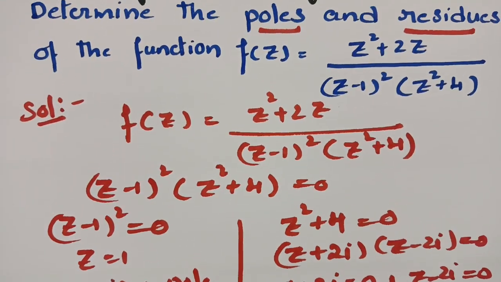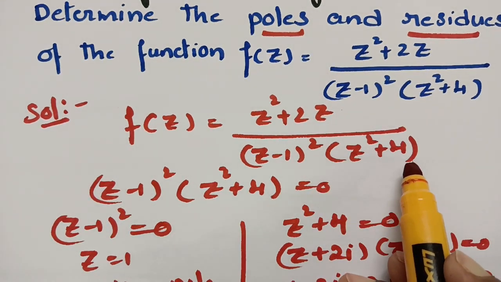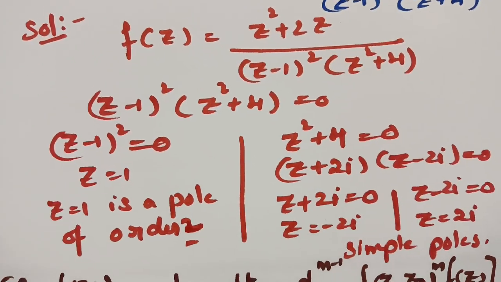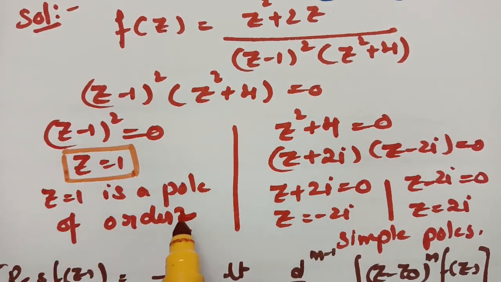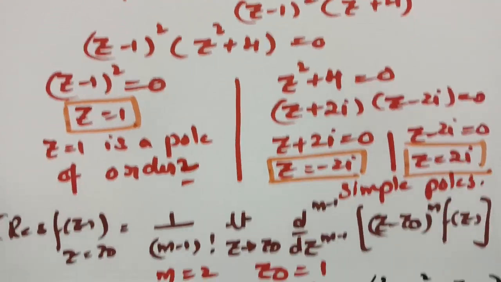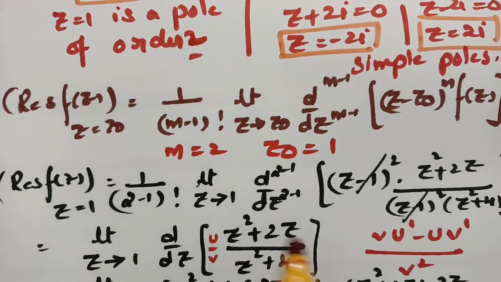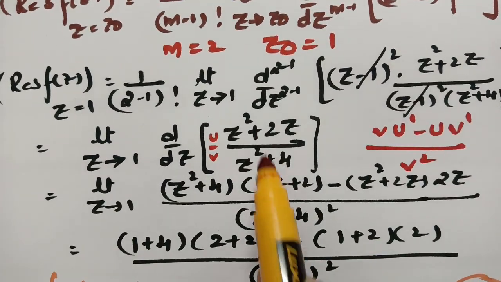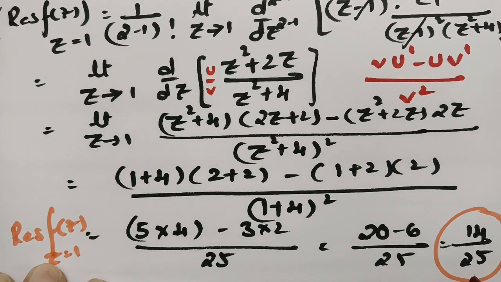See, first of all, what we have done: the function here is z square plus 2z by z minus 1 square into z square plus 4. In order to find the poles, we have to equate the denominator to 0. After equating, we got the poles: z is equal to 1 is a pole of order 2, and z is equal to minus 2i and z is equal to plus 2i are the simple poles. So we have to find the residue for the pole z is equal to 1, which is of order 2. So this is the formula. In this formula, if I substitute m as 2 and z naught as 1, after differentiating once and substituting z as 1, I got 14 by 25 as the residue value.